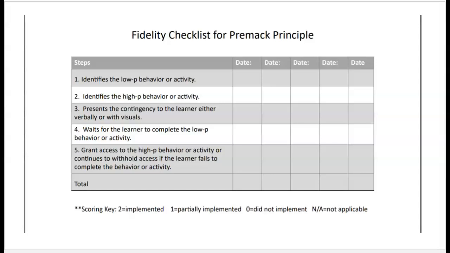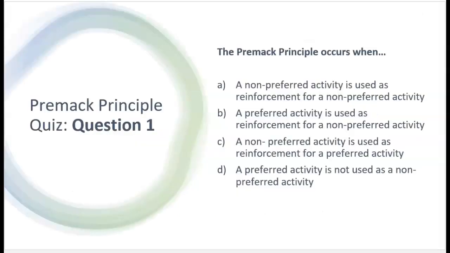Now we're going to get into some questions. So, question 1. The Premack principle occurs when: A, a non-preferred activity is used as reinforcement for a non-preferred activity. B, a preferred activity is used as reinforcement for a non-preferred activity. C, a non-preferred activity is used as reinforcement for a preferred activity. And D, a preferred activity is not used as a non-preferred activity. I'll give you a moment to think about this.